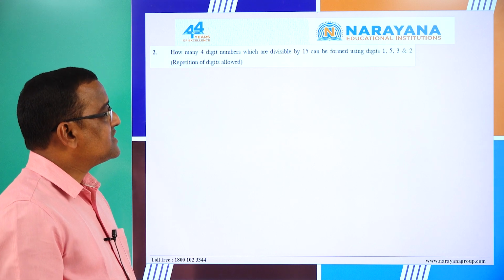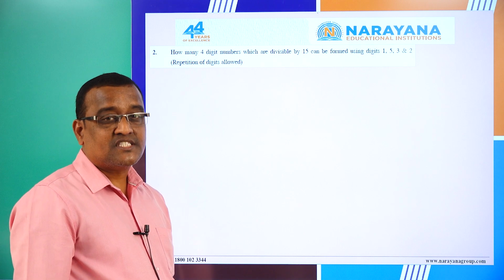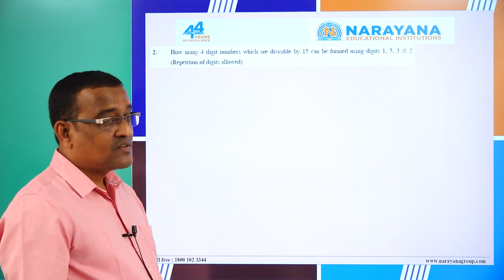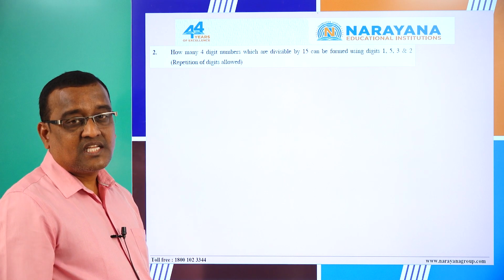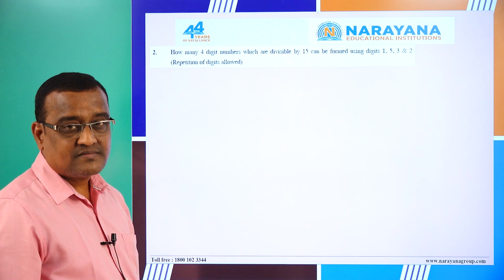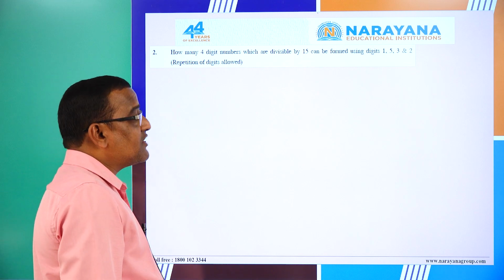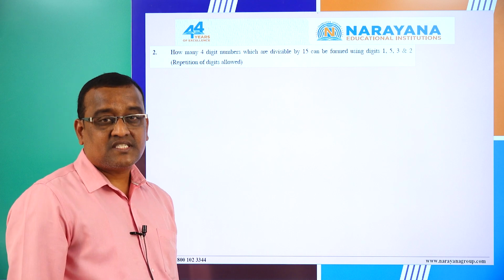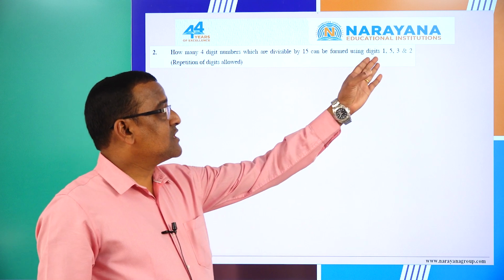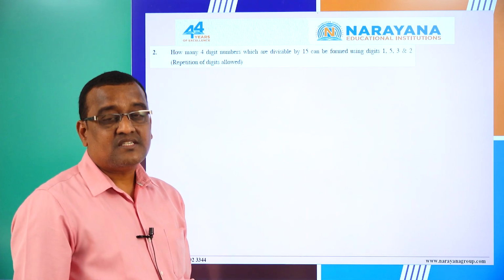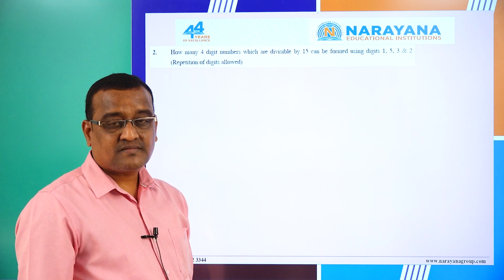And coming to the second question, how many 4-digit numbers which are divisible by 15 can be formed using the digits 1, 5, 3 and 2? Repetition of the digits is allowed. We know a number is divisible by 15 if it is divisible by 3 and 5. A number is divisible by 5 if the units place contains either 0 or 5, but among the given digits the last place or units place is filled with 5 only.